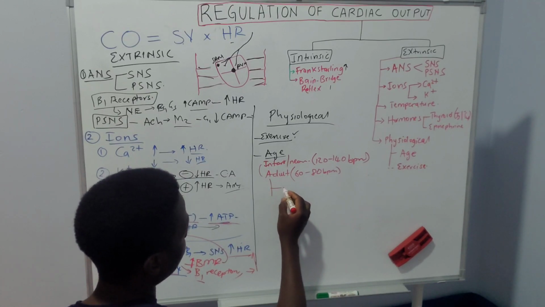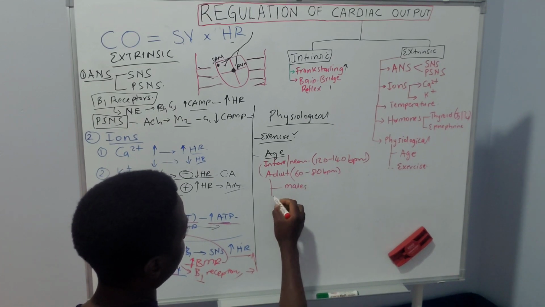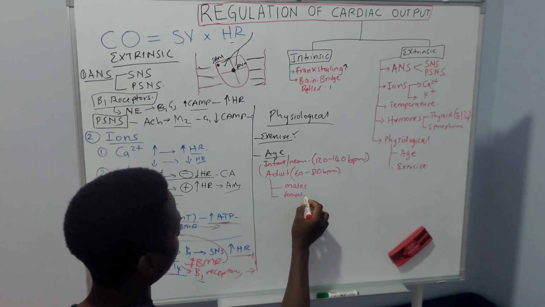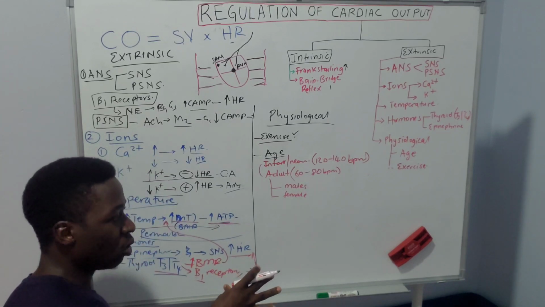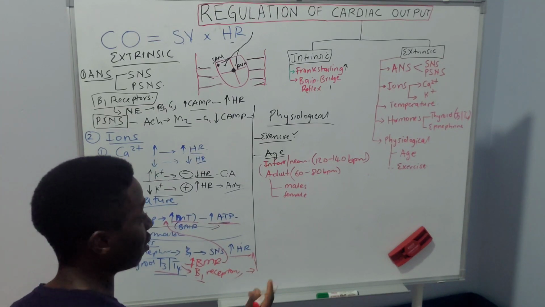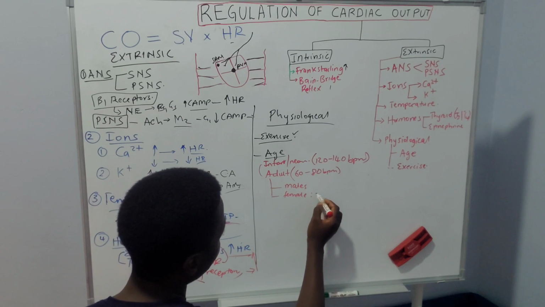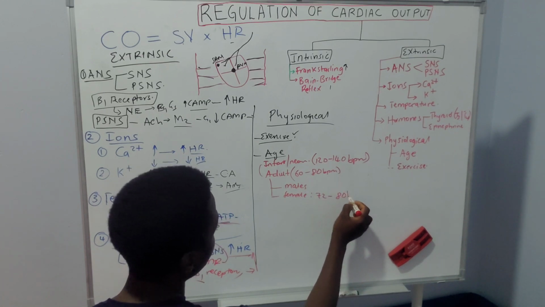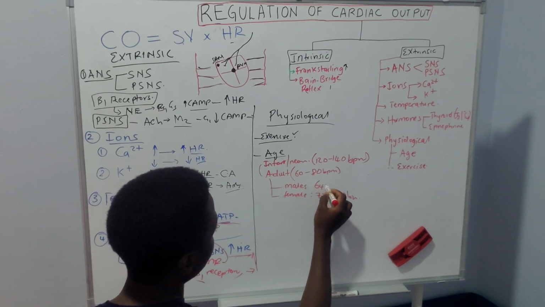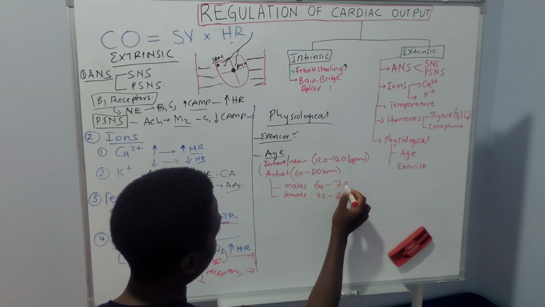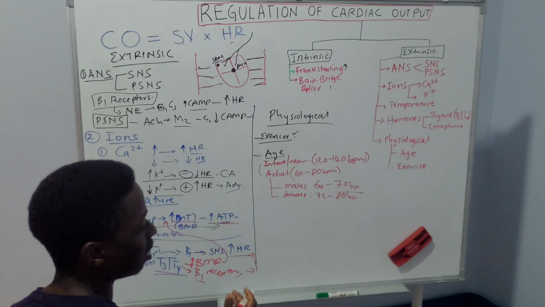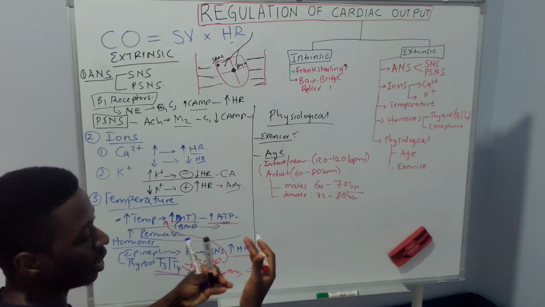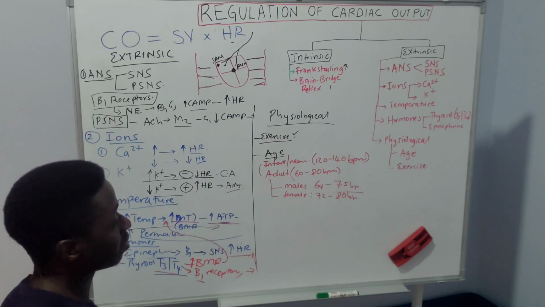For example, in adult males and adult females, adult males have a little lower heart rate compared to females. Females will have a heart rate of around 72 to 80 beats per minute, whereas males will have about 74 to maybe 75 beats per minute. So you see the heart rate in males is actually a little lower than the heart rate in females.